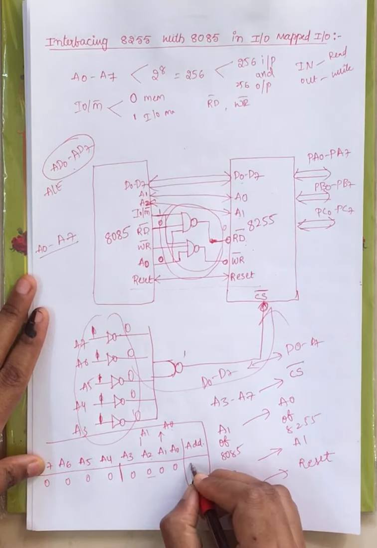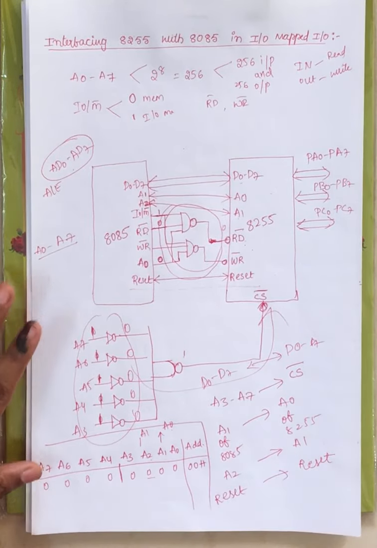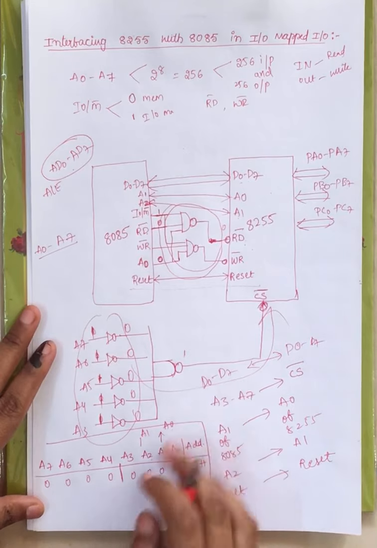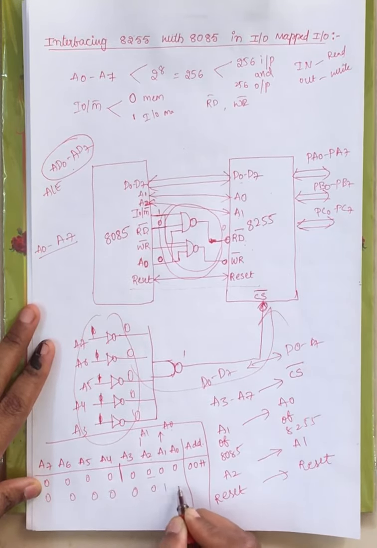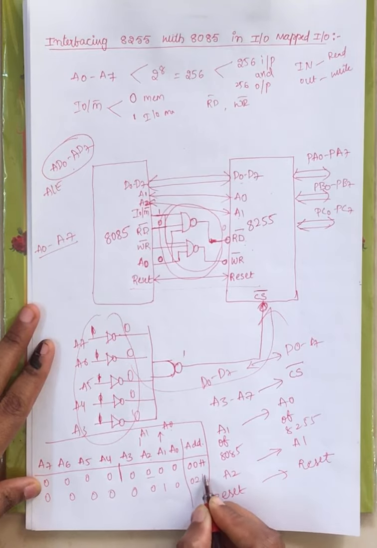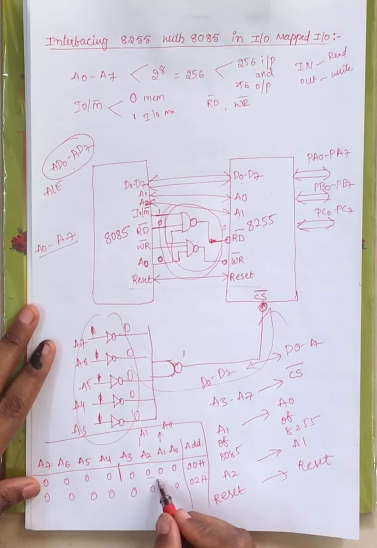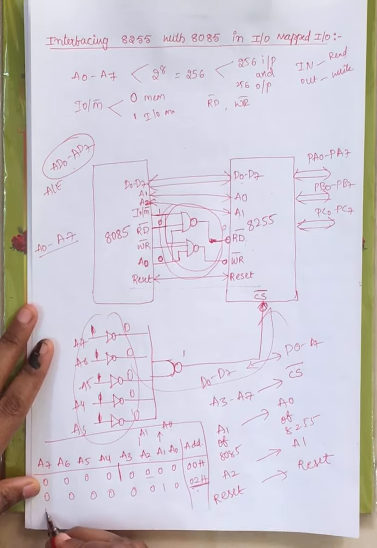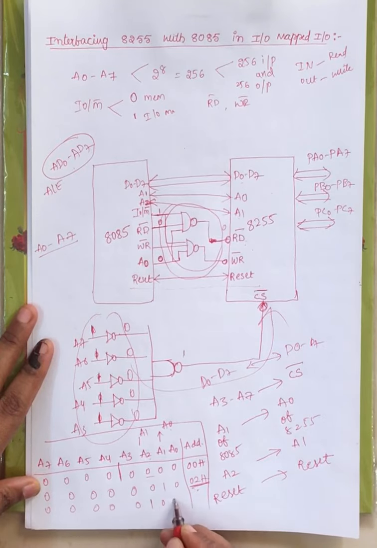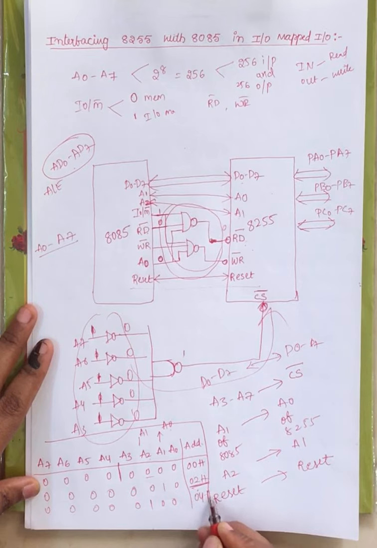Now what is the address? Divide into 4-bit form, that is 00H, right? Now similarly 0, 0, 0, 0, 0, 0, 1, 0. What is next? 02H, right? Now for 01, which port is selected? Port B. Now what is the address of port B? 02. Now similarly 0, 0, 0, 0, 1, 0, 0. What is the address? 04H, right?